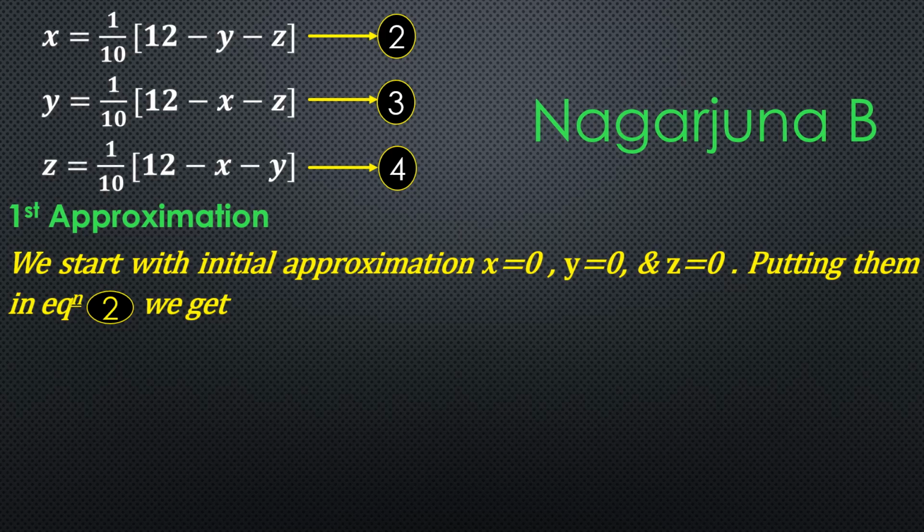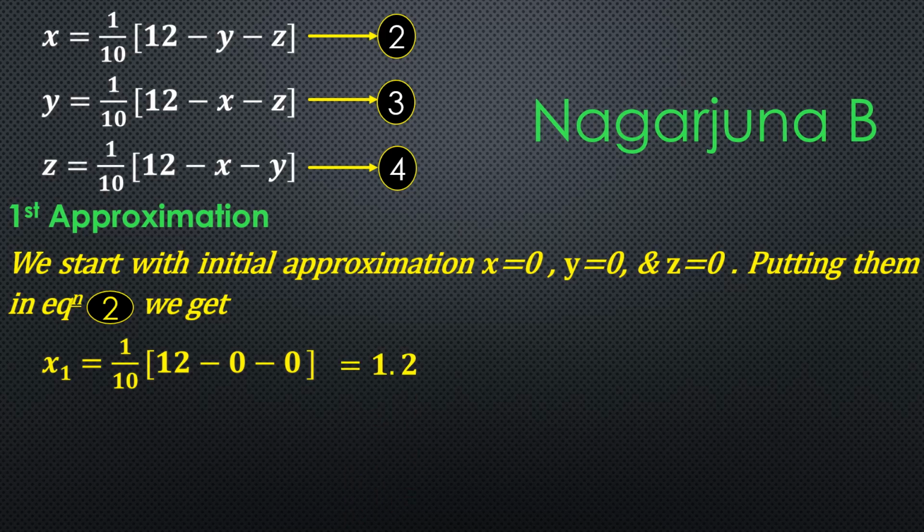We start with the initial approximation, x is equal to 0, y is equal to 0, and z is equal to 0. Putting them in equation 2, since it is a first approximation, we write x1 is equal to 1 divided by 10 into 12 minus y is 0 minus z is 0. So x1 is equal to 1 divided by 10 into 12 minus 0 minus 0. In the calculator you can write 12 divided by 10, and that value is equal to 1.2.